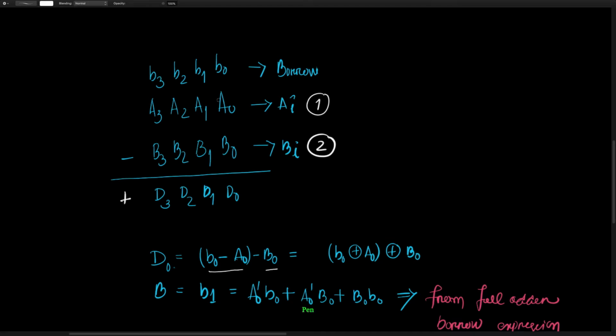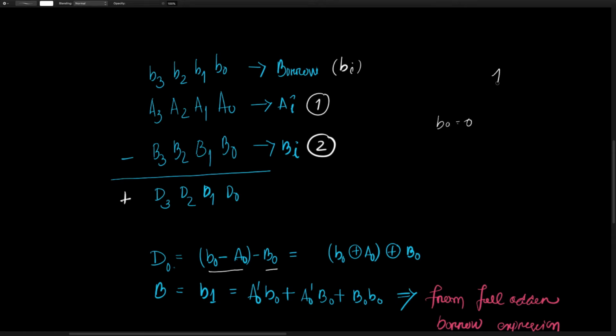Now you see, in each case we have a borrow, which we represent by B of I. For the first case there might be a borrow. Just as in the addition operation, where the carry C0 was always 0, in this case we cannot say that B0 is always 0.